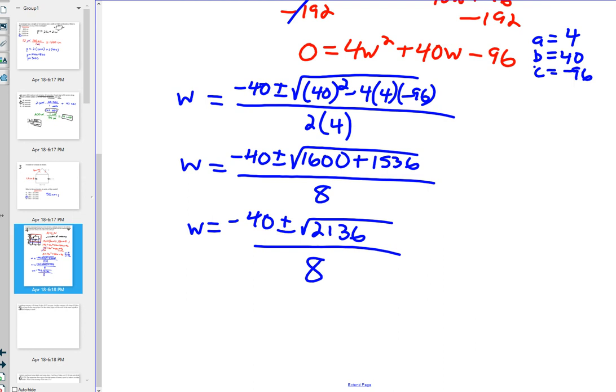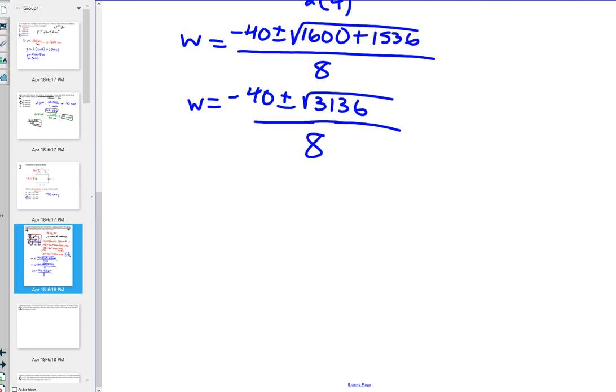I'm guessing that would be a perfect square, because if it isn't, that means factoring would have never worked. I'm pretty sure factoring would have worked there. What's the square root of 2136? Ready, set, calculate. No, I added it wrong. 3136. Sorry, that should be a 3. And then that's perfect, right? Sorry, I just did it wrong. 3136, and you said 56? Okay, so we get W is equal to negative 40 plus or minus 56 over 8.